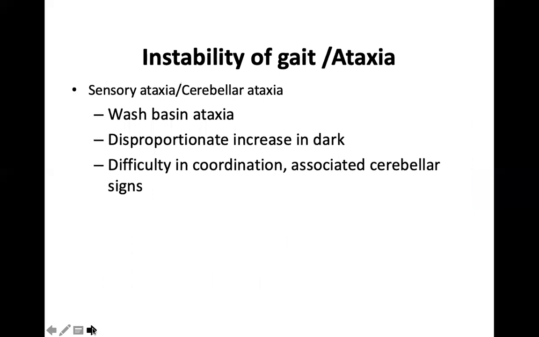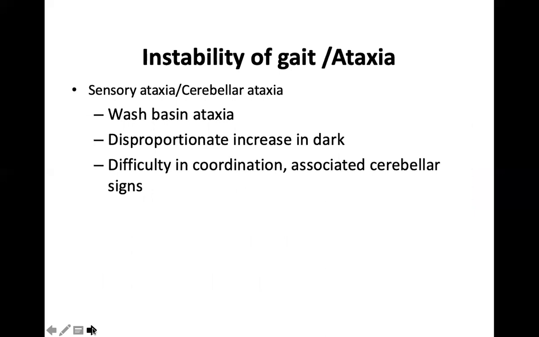Then instability of gait, there are two components to this. The ataxia, in a spine case, can either be a sensory ataxia, which is due to the posterior column, or a cerebellar ataxia in case there is Chiari malformation and the cerebellum is also involved. So it is important to ask the history of wash basin ataxia.